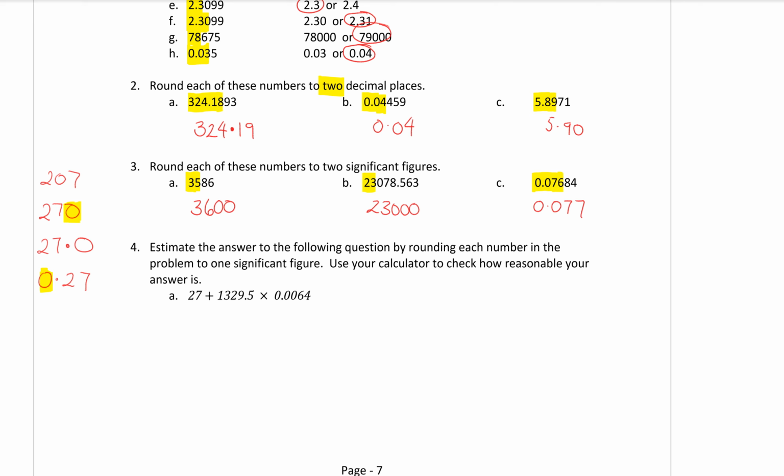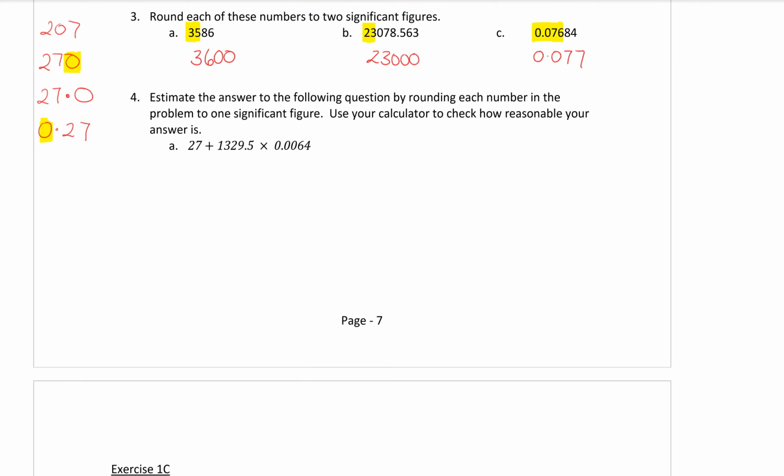Question 4 is, this is where you might see it. You might be able to use your rounding techniques in a bit more of a calculation scenario. So it says, estimate the answer to the following questions by rounding each number to 1 significant figure. Okay, 1 significant, not 2, we're doing 1 now. And you can use your calculator to check how reasonable your answer is, to see how close. Because anytime you're estimating, it's not going to be exactly the same, but it should be close.